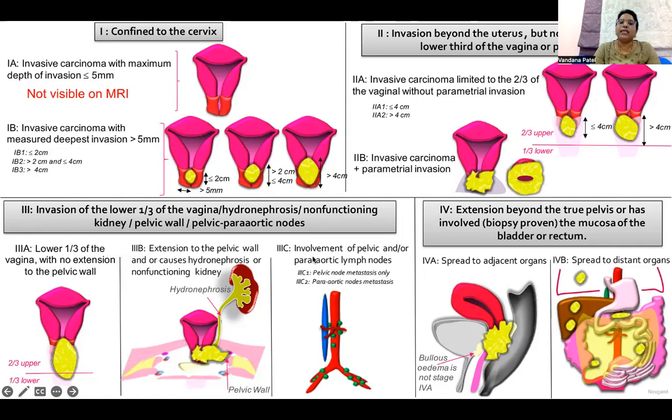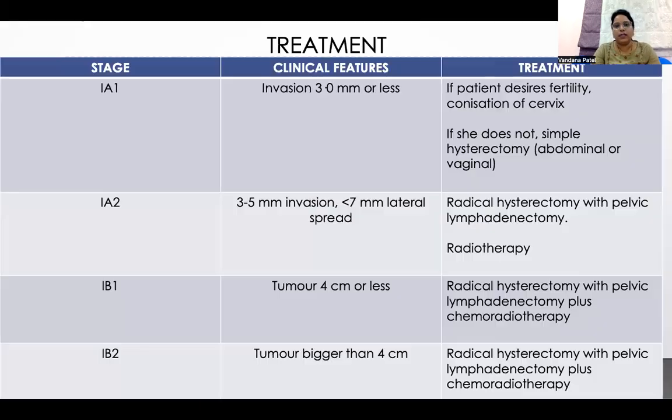In stage 3C, there is involvement of the lymph nodes, particularly the para-aortic lymph nodes. In stage 4, the entire organs which are adjacent to the cervix are involved, like the bladder or the rectum. Along with this, there is distant metastasis. So this is the FIGO classification of staging of CA cervix. Now we'll be seeing the treatment of the same.